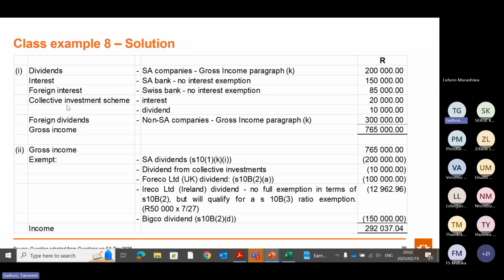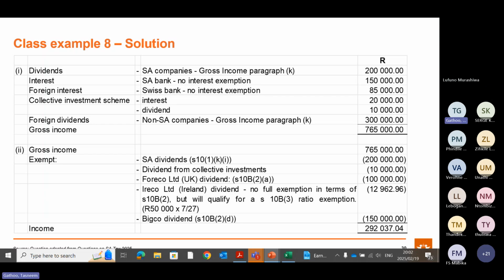Then from the collective investment scheme, you earned interest and dividends of 20,000 and 10,000, also added to your gross income. Then what you received from your foreign dividends, which is that total amount of 300,000, is also included in your gross income in terms of paragraph (k) of the definition of gross income, and your gross income gives you a total of 765,000.